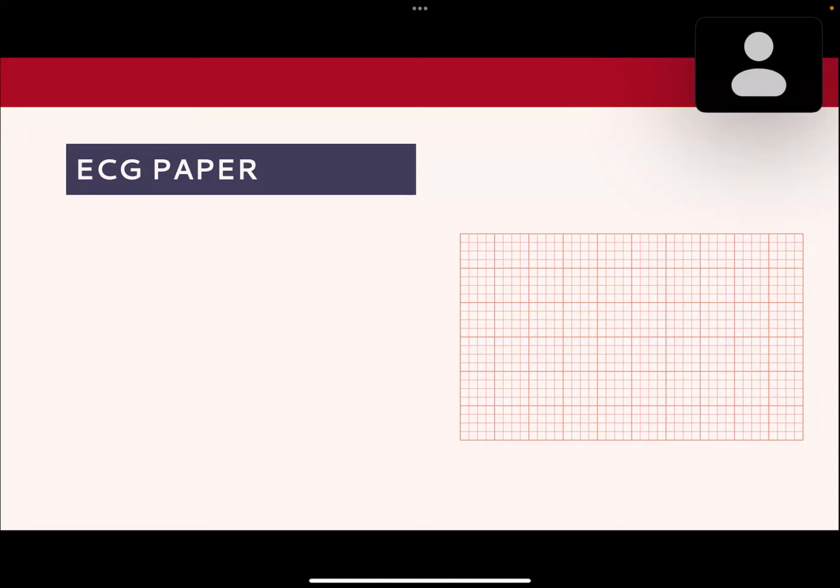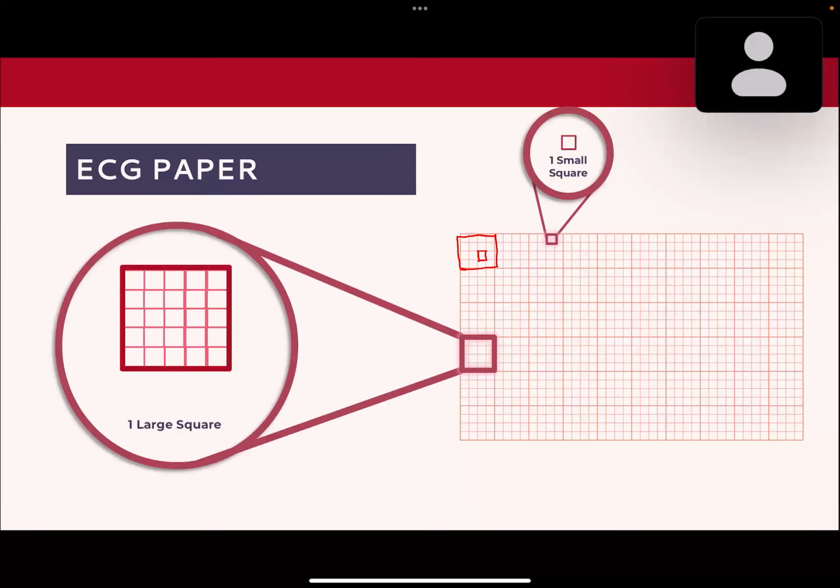We can divide it into large squares and small squares. So there are bold lines and then there are light colored lines. The bold lines demarcate the large square. So this is a large square. And then if we take one of those small squares, this is a small square. And yes, you should know that there are 2 types of squares on an ECG paper, a large square and a small square. And I've delineated both of them here for you. So that's a large square. And each large square contains 1, 2, 3, 4, 5 small squares. And that's 1 small square, okay?